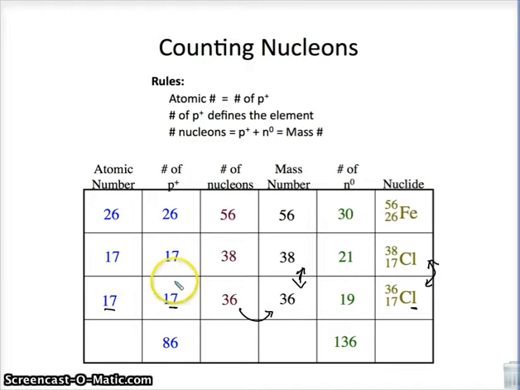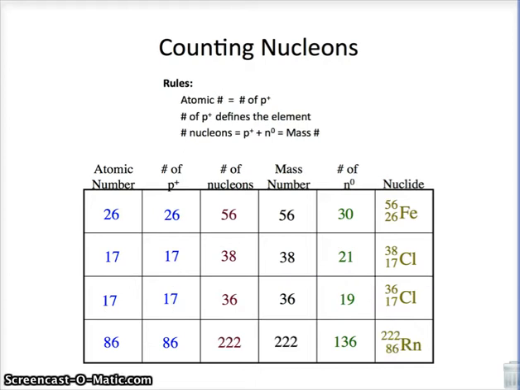The same element, notice these are the same, so that means what has to be different? The neutrons. Sure enough, we have a mass that's 2 less, we have 2 less neutrons. You get the idea. So now, pause it, solve the next line.